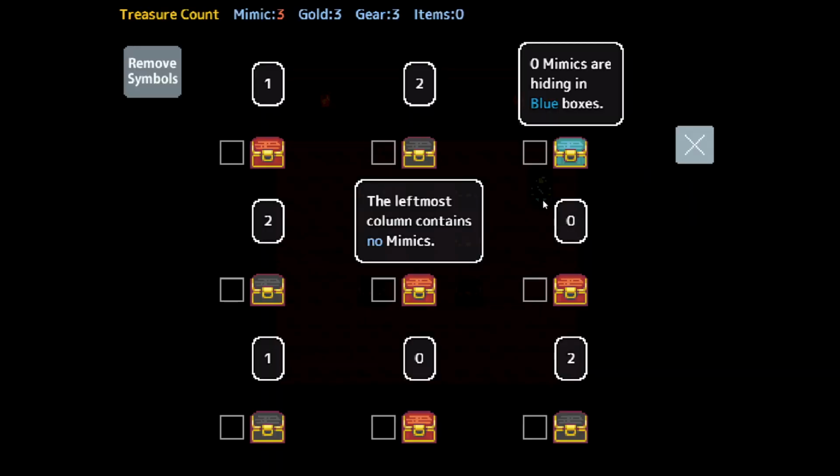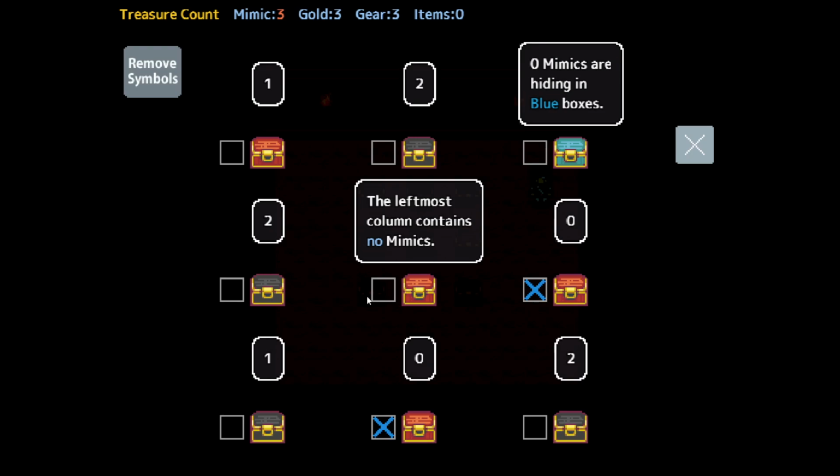Zero mimics are hiding in blue boxes. Thanks for... You could just say, I am not a mimic. If that zero is true... No. That zero is a lie. If this zero is true, it can't be. That zero is also a lie. It's either leftmost... No.